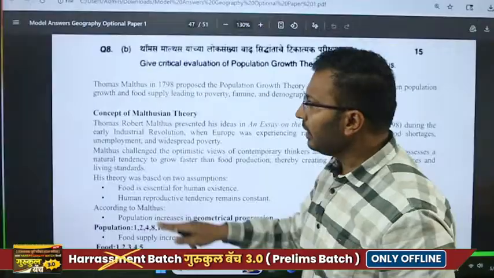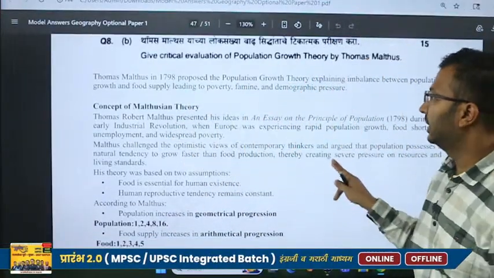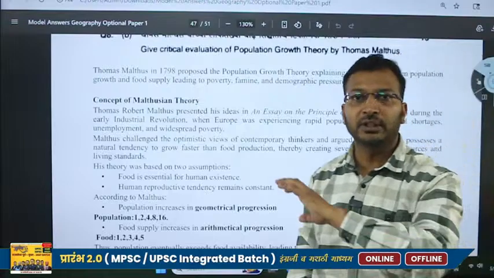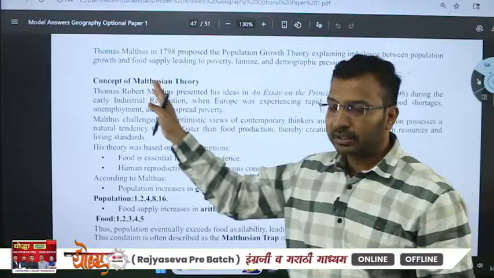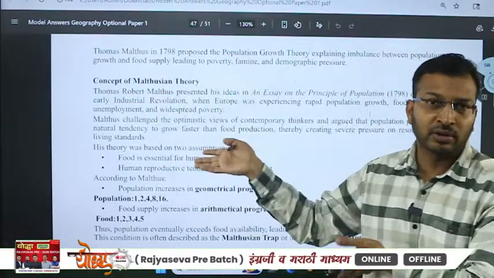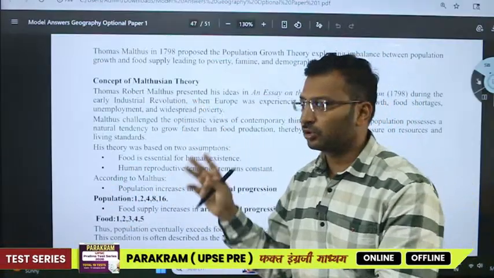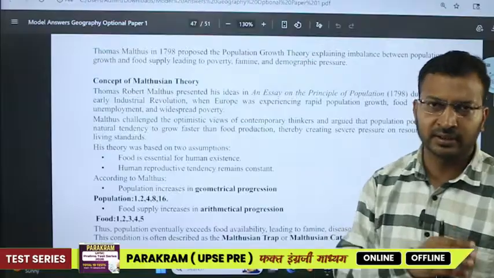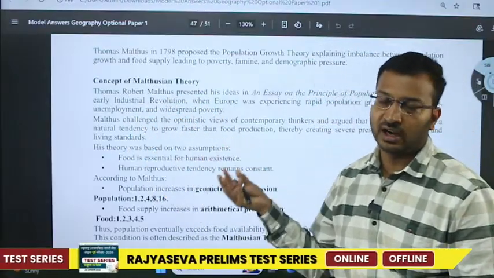Malthus proposed the population growth theory way back in 1798, explaining the imbalance between the population and the availability of resources. So write some concept, some brief about Malthus's theory. Since it is a model answer, here I have put in a lot of information, but just write in brief what he was talking about, some positive checks, some negative checks, then how the population is growing and how the resources are growing.